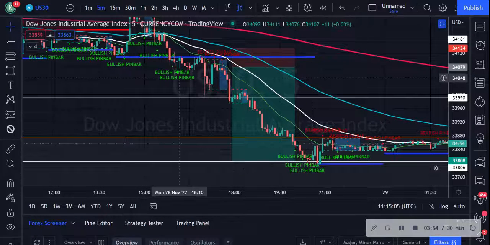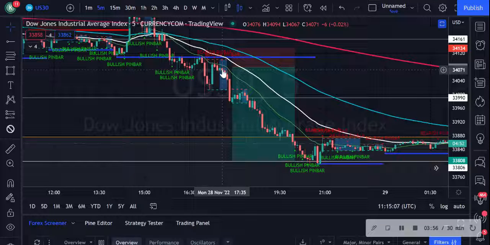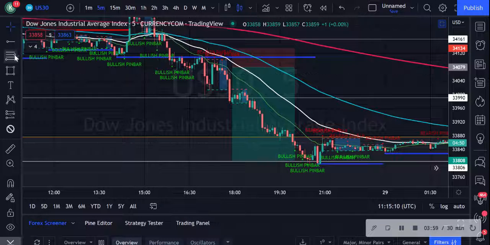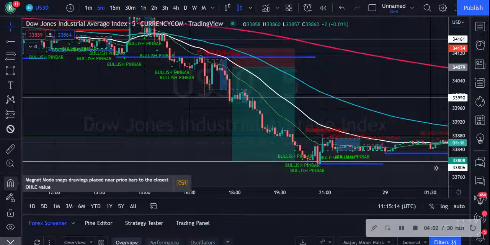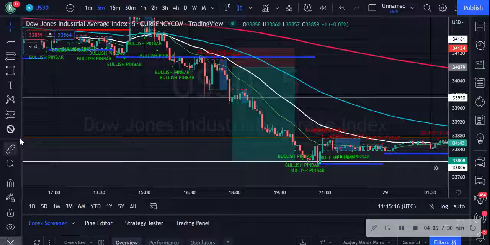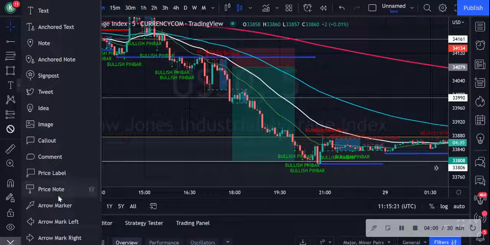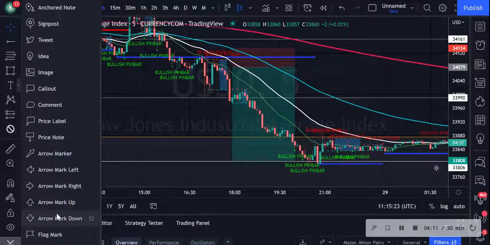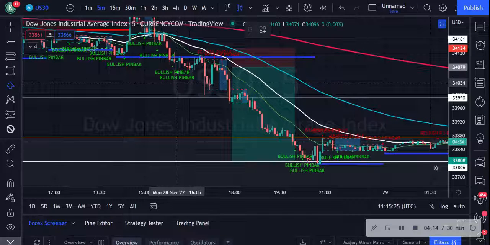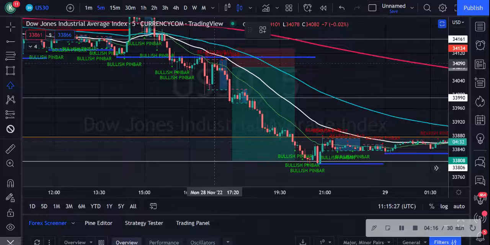Right. So I entered at this pin bar here, this bearish pin bar. Okay, I am going to put an arrow just so that you guys know where I entered. Hold on, let me find it again. Bear with me, I have to find the arrow. There we go. Arrow mark up. So I entered at the first one actually.